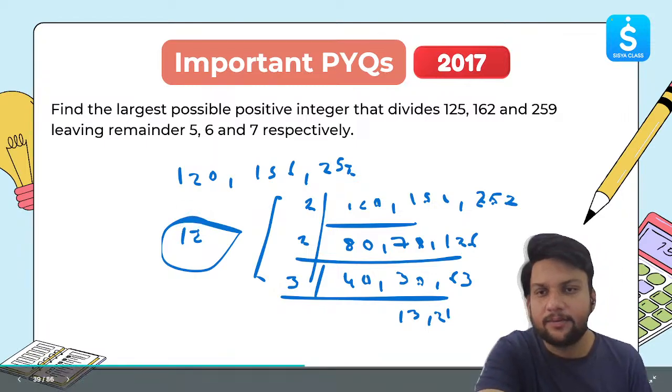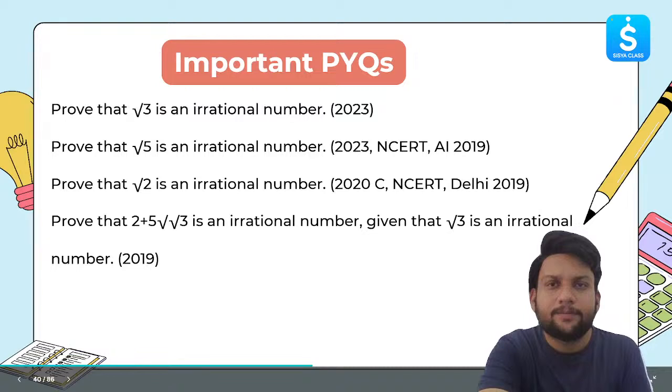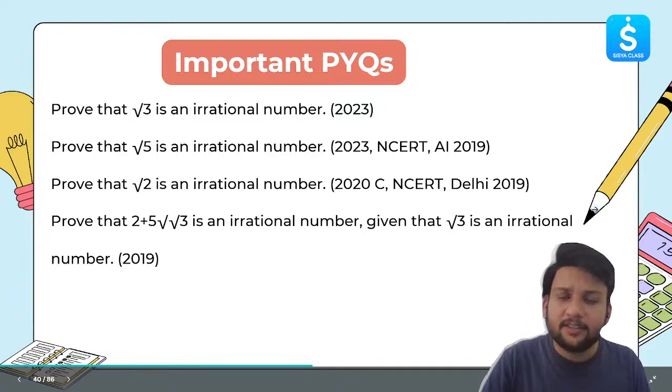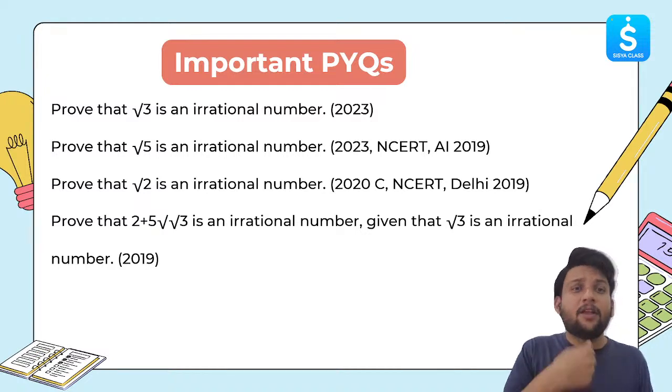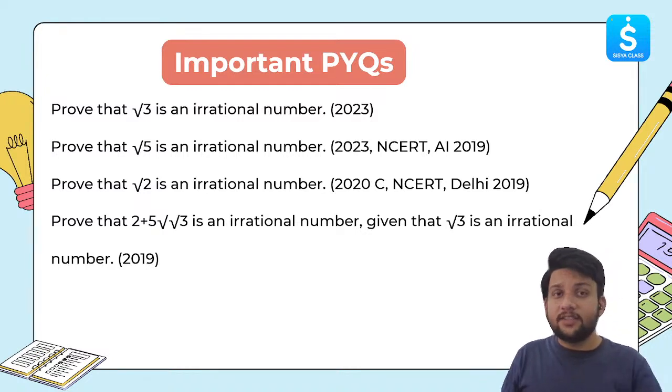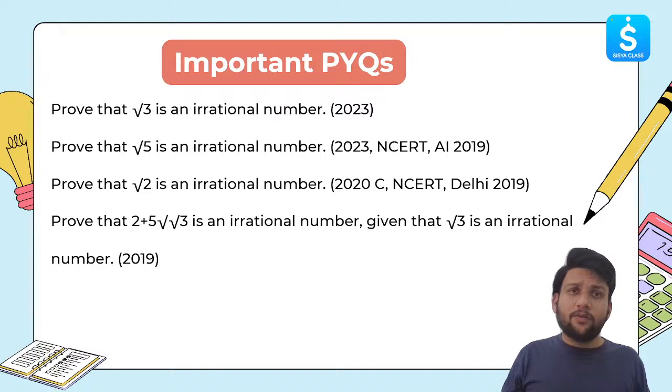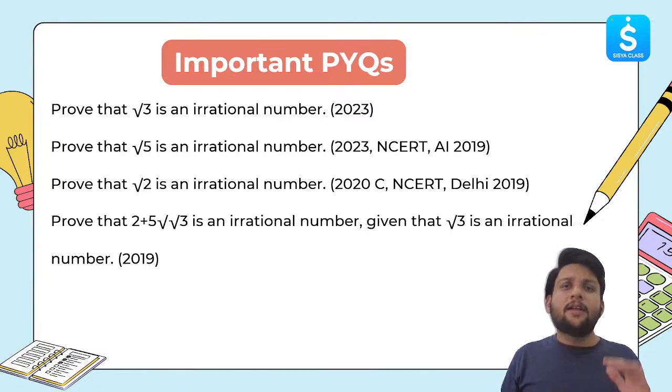I hope it is clear. Yes or no? Great. Next, I have listed some questions that prove that root 3 is an irrational number, root 5, root 2. I have shown you the years in which they have come. I'm pretty sure you have understood the procedure to do that. These are some questions and I have mentioned the years they have come. All right, great.